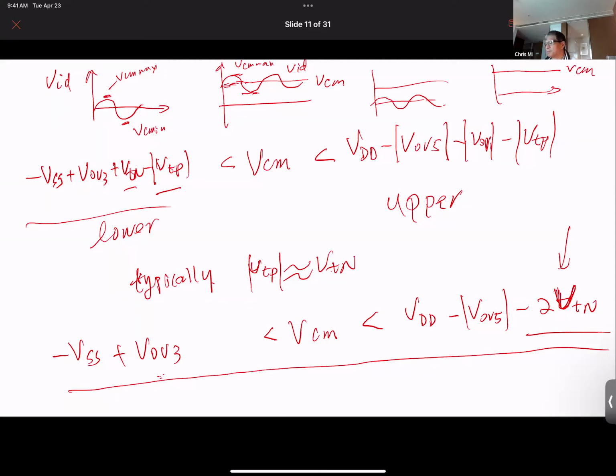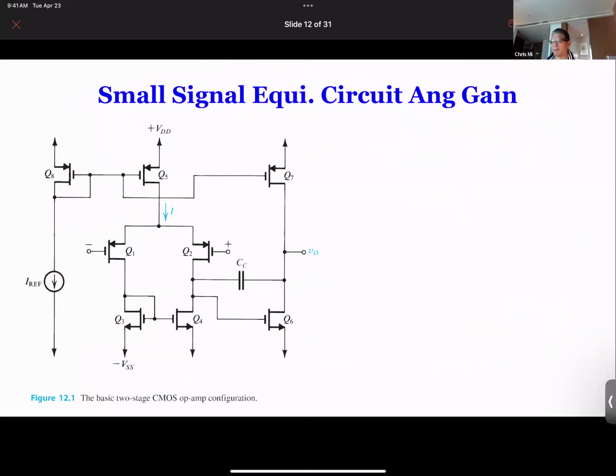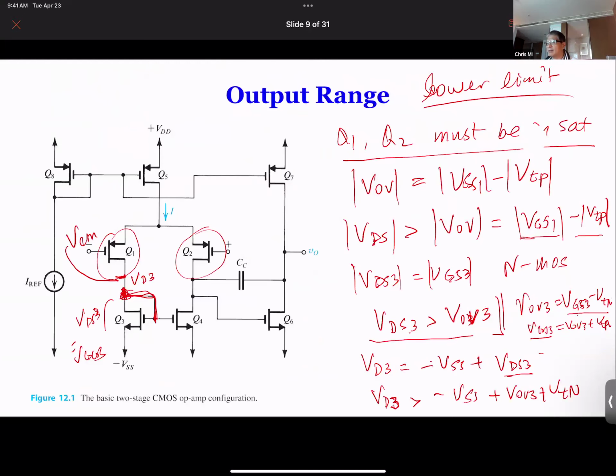So for common mode, this one has to be less than VCM max. Or if you have an input like this, it has to be larger than VCM min. So your input can be anywhere between this one. It's fine. Anywhere in between, any DC or AC, whatever, it will be fine. Okay. So now we got the input range.